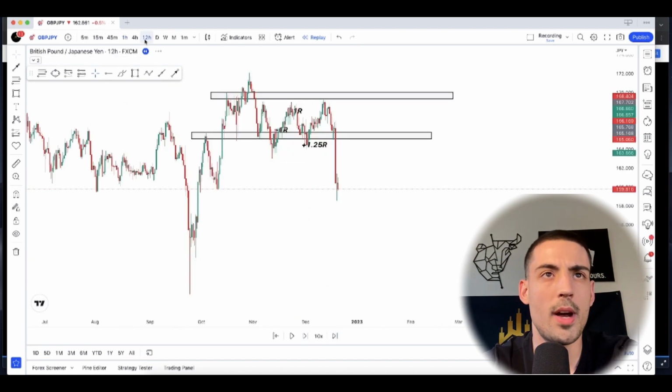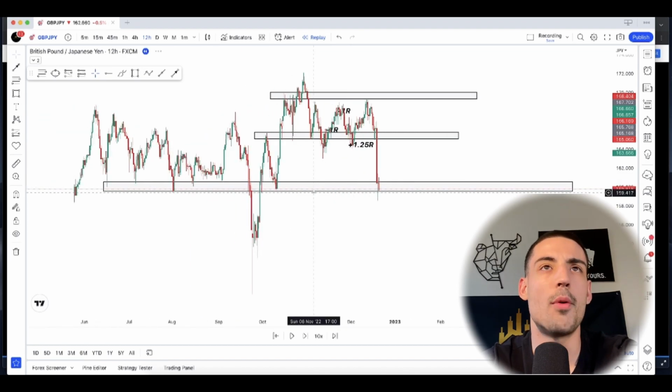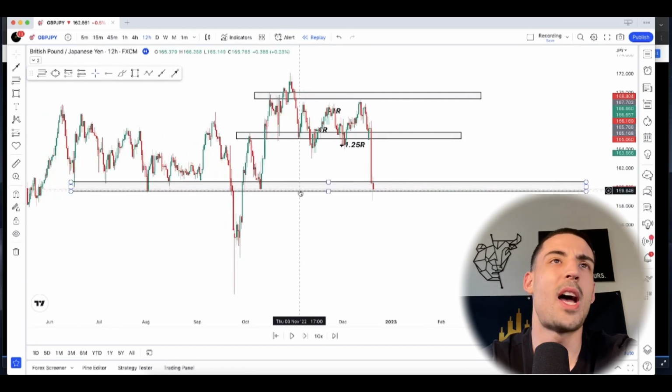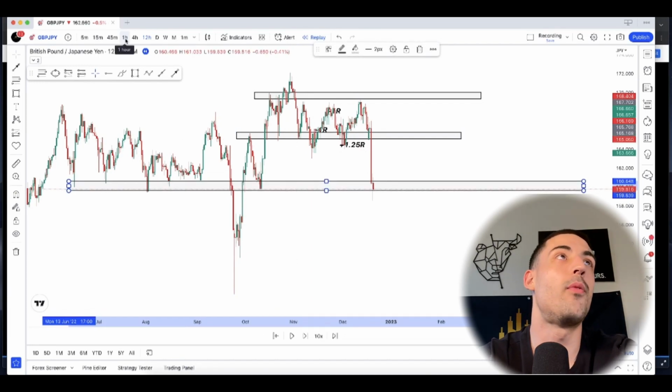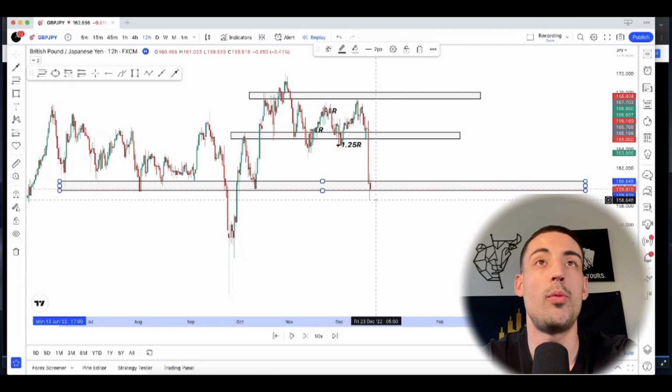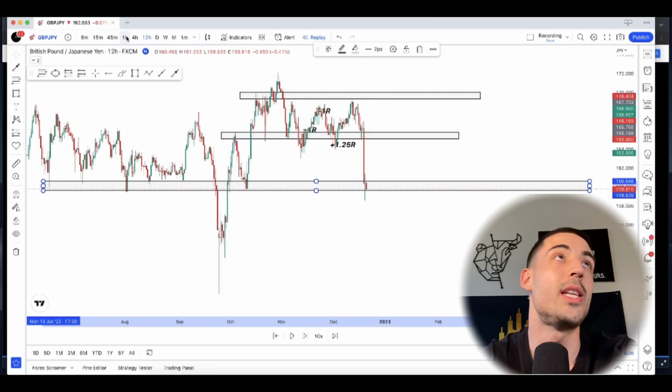We'll go back to the 12-hour. You see how I'm constantly going back between the 12-hour, daily, and the hour? I'm switching through these time frames just to see how the candles are closing past the zone or right before the zone. And we can see on the 12-hour time frame, we're left with a nice little doji. And this 12-hour candle is actually closing way deeper into the zone.